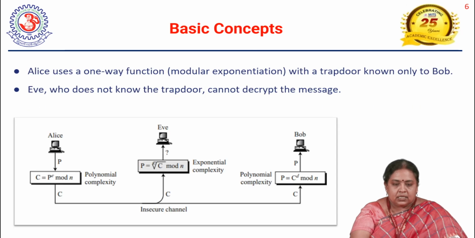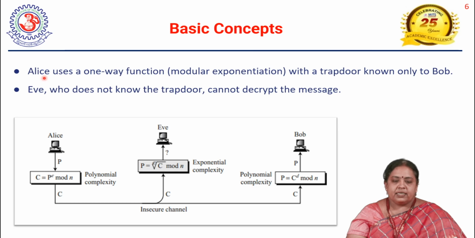So what we are going to say is that Alice, the sender, uses a one-way function with a trapdoor known only to Bob. As we have already discussed, what is this one-way function? A one-way function means we can calculate y if we know the x value. By giving the x value to the function, we can calculate y.